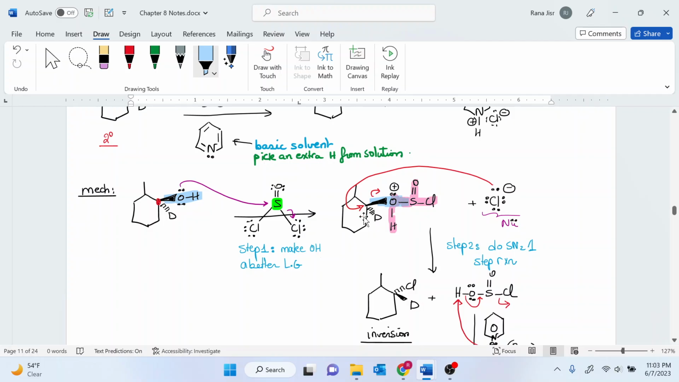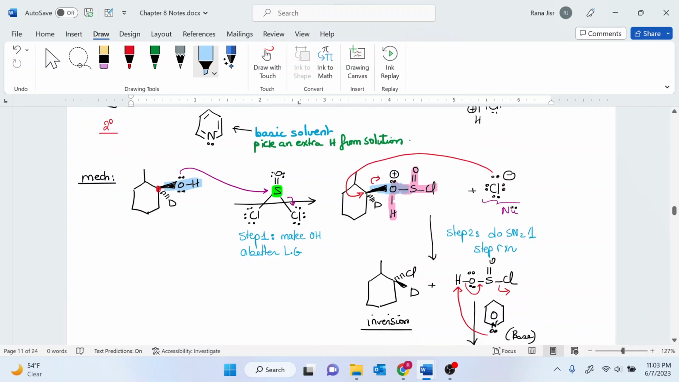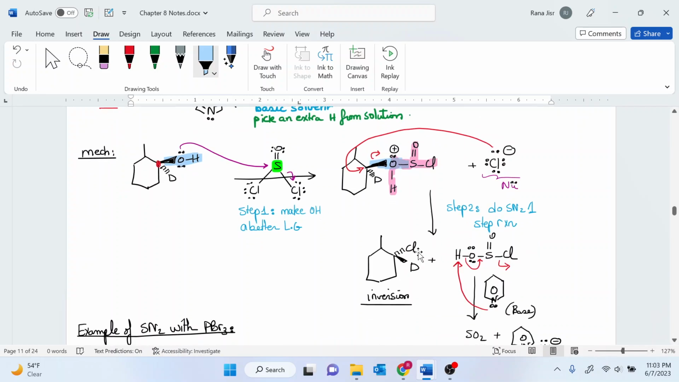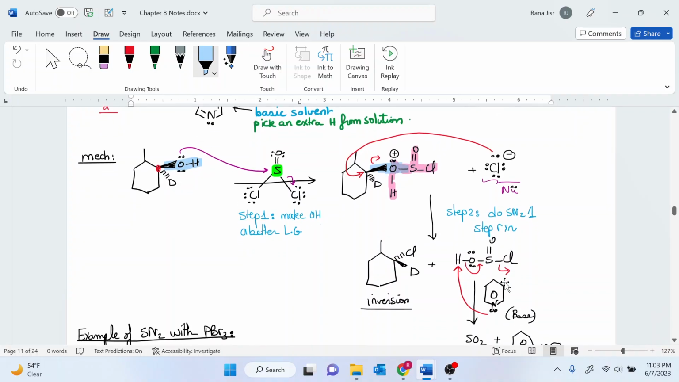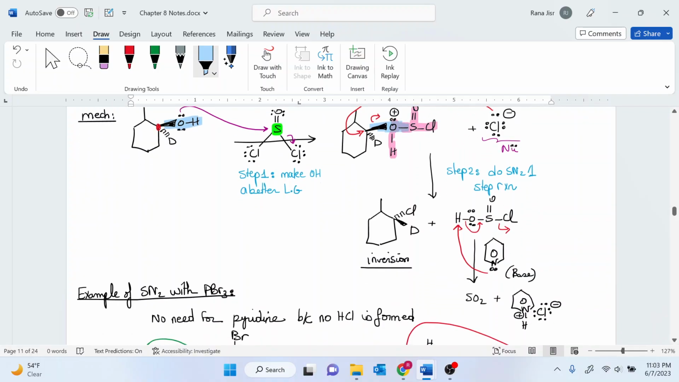So now the chlorine is going to attack from the opposite side. The leaving group is going to leave, and you're going to get inversion in configuration. This is the only product that you're going to end up getting. Now, the leaving group is going to be this guy over here, and the leaving group is pretty much unstable. So this guy is going to dissociate into HCl and sulfur dioxide.